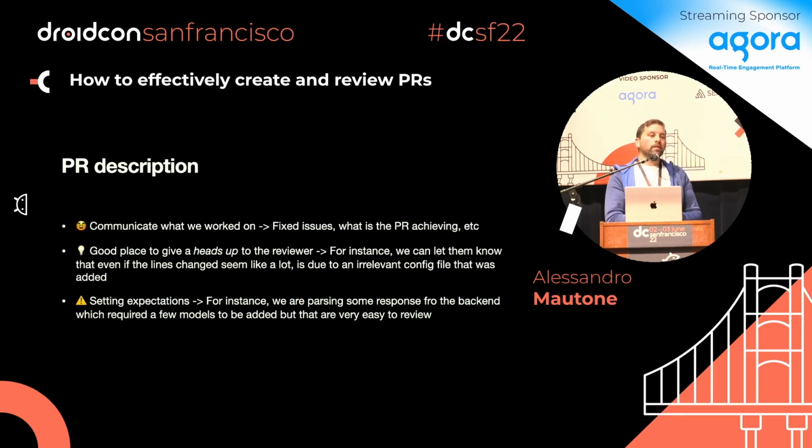Again, let's say we're parsing a response, and we added a bunch of models from the backend. If you also have a well-documented backend, this is very easy to review, so it's not really going to contribute to the size of the PR. And it's very nice if we mention those things because it's going to set expectations for the reviewer.